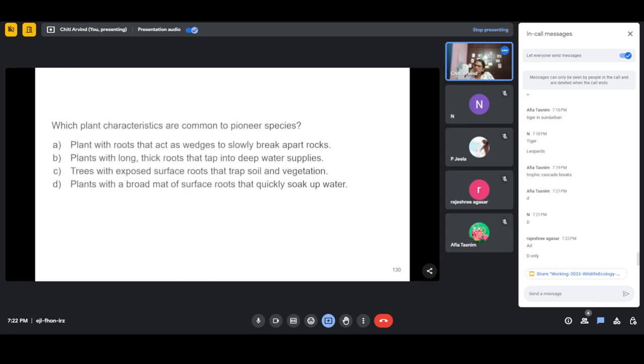What about which plant characteristics are common to pioneer species? Plants with roots that act as wedges to slowly break apart rocks, plants with long, thick roots that tap into deep water supplies, trees with exposed surface roots that trap soil and vegetation, or plants with a broad matte surface of roots that quickly soak up water.